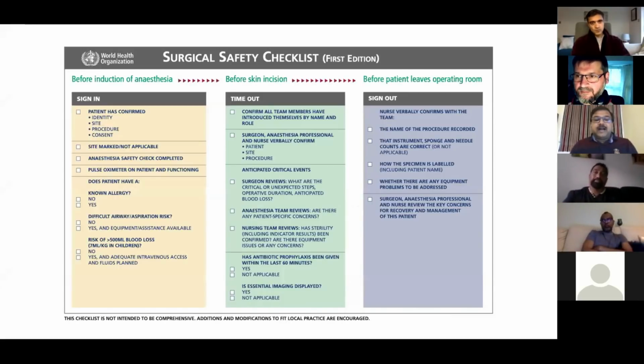The data which has been collected after the introduction of the surgical safety checklist has actually confirmed it. One of the recent papers from the USA has confirmed that there was 22% lower 30-day mortality once the surgical safety checklist was implemented in the hospital. So that's quite encouraging data, so it can be brought in.